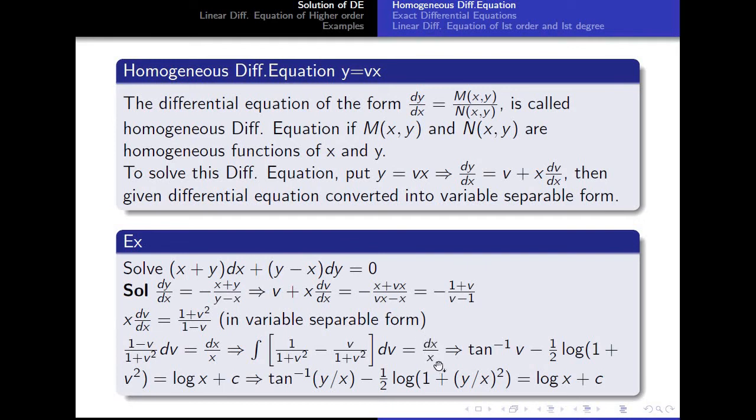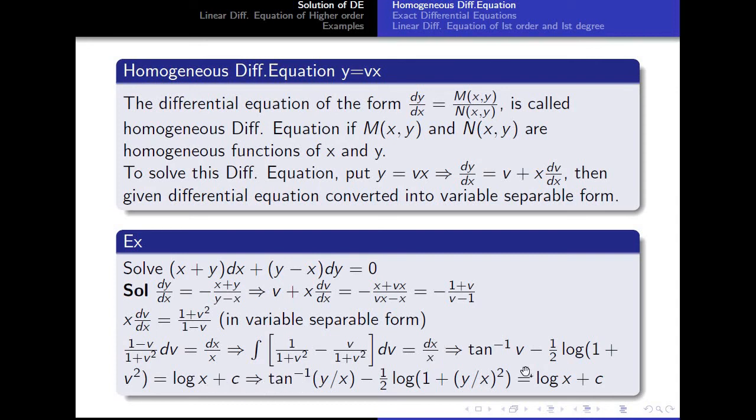This integration directly gives tan inverse of v, and for the second term we have to make an adjustment because the denominator is 1 plus v square and the derivative of this denominator is 2v, therefore I multiply by 2 and divide by 2. The derivative of the denominator is then in the numerator, so this gives minus 1 by 2 into log of 1 plus v square, which is equal to log x plus c.